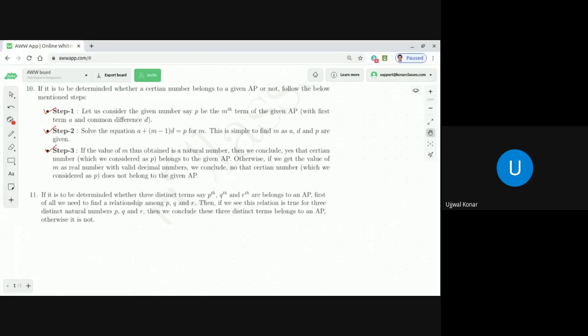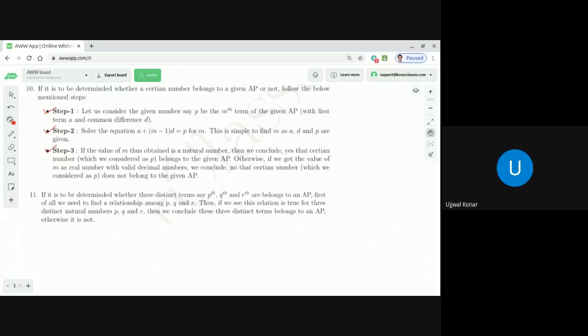So the question here is that you will be given three numbers and it will be asked whether the three numbers belong to an AP or not. Suppose three numbers, N1, N2, N3 have been given to you and you have been asked to determine whether these three numbers belong to an AP or not. So what we will do? We will do one thing. Let's assume, without loss of generality, yes, these three numbers belong to an AP.